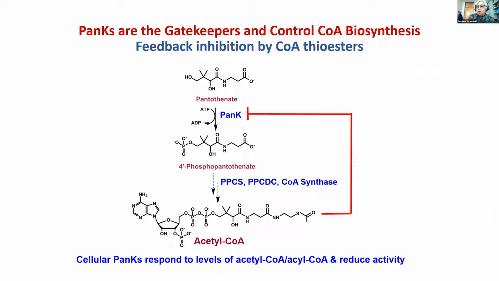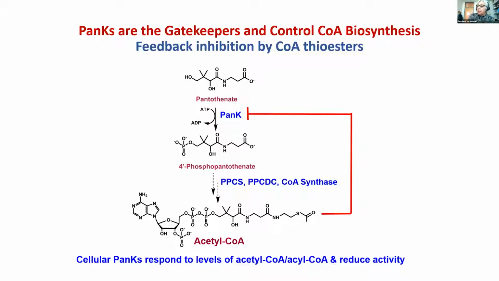Pantothenate kinase, called PAN-K, controls the rate of CoA biosynthesis. PAN-K controls the first step in a 5-step process leading to CoA. How is the activity of PAN-K regulated? When CoA derivatives or thioesters build up in the cell, these bind directly to the PAN-K protein and inhibit activity.